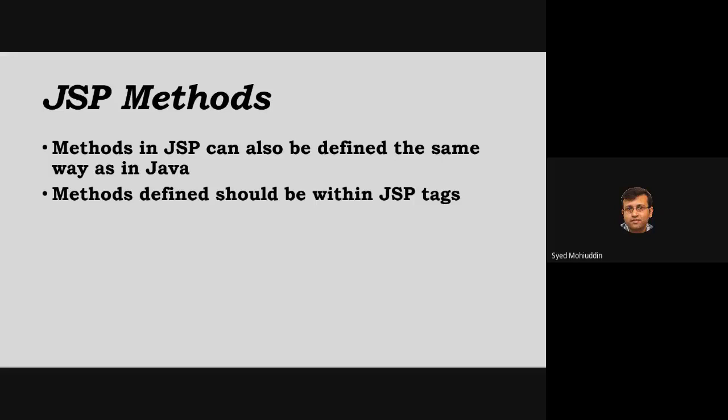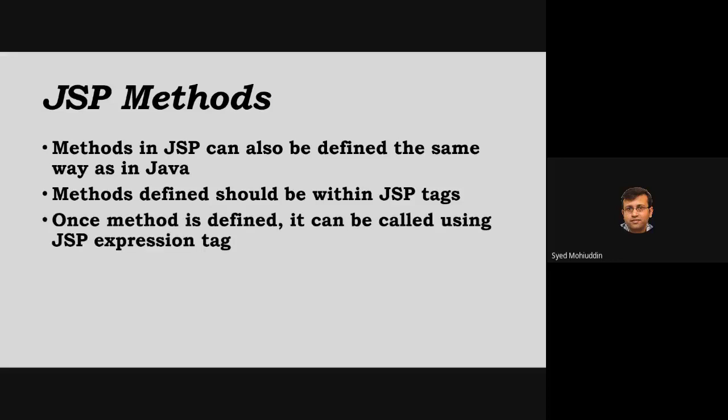But remember, once a method is defined, it has to be there in the same file, same JSP page. And it has to be defined before its use. Now, once the method is defined, we can use the JSP expression tag. If you remember in the last class, we have seen 5 types of JSP tags. One of them was the expression tag. And this expression tag uses angle brackets, percentage, and the equal to sign.